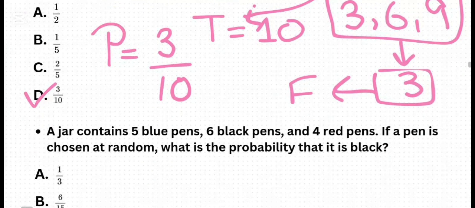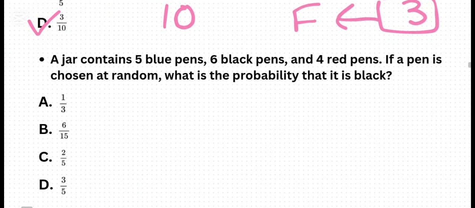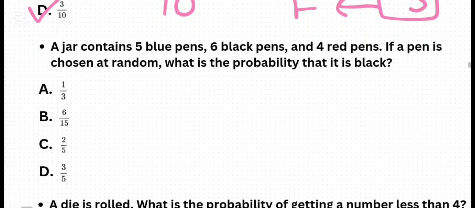Now the next question is, a jar contains 5 blue pens, 6 black pens and 4 red pens. If a pen is chosen at random, what is the probability that it is black? This question is very easy. If you understand the previous questions, now these questions become very easy. So let's solve this question.